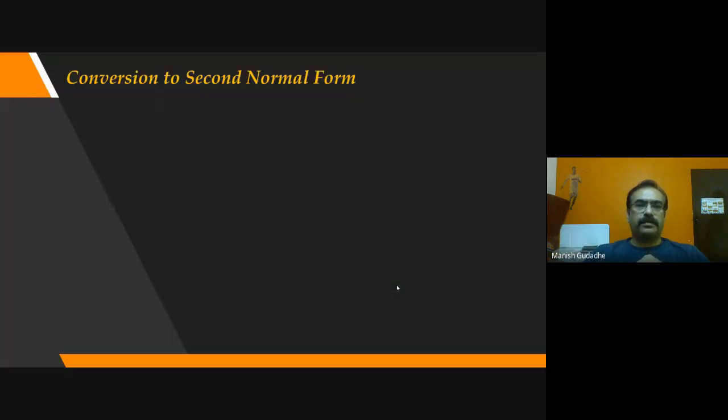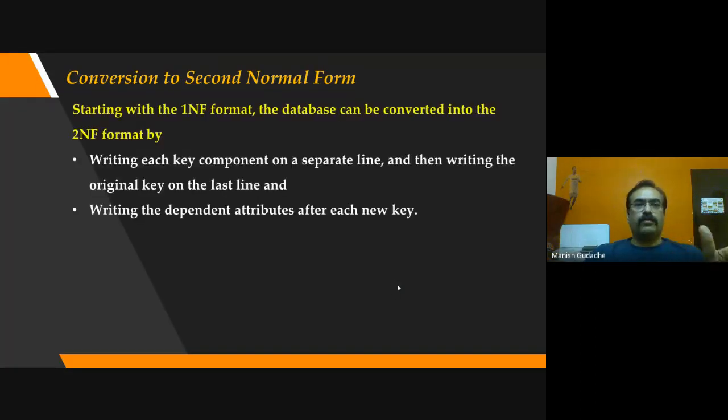Let us see the conversion to second normal form. How we can convert it into a second normal form is starting with one normal form format. Make the database into first normal form, and then write each key component on a separate line.